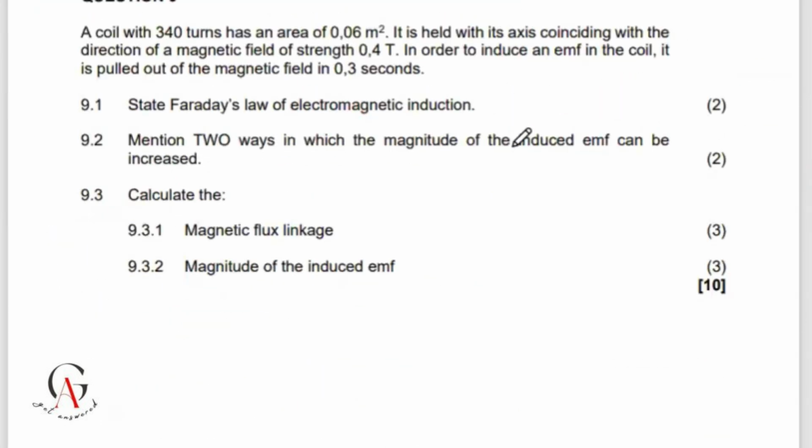Okay, so that is how we would have obtained that distance of interest. Question number 9. Okay, electromagnetism. A coil that is having 340 turns has an area of 0.06. It's held with its axis coinciding with the direction of the magnetic field with this much strength, in Tesla. In order to induce an EMF in the coil, it is pulled out of the magnetic field after that time.